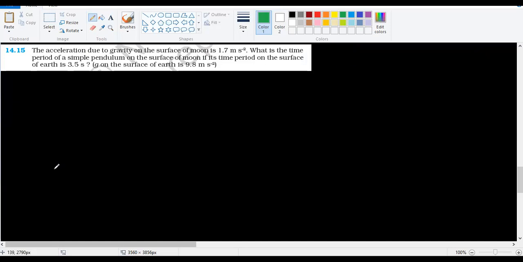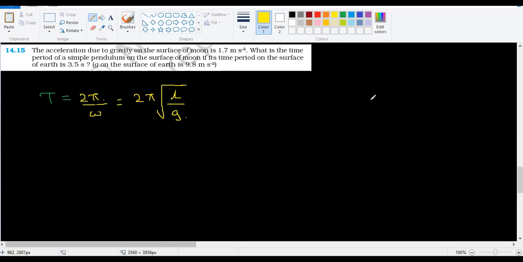Acceleration due to gravity on the surface of moon is 1.7 meter per second square. What is the time period of a simple pendulum on the surface of moon if its time period on the surface of the earth is 3.5 seconds? It's very simple. So the time period is equal to 2 pi by omega. So we found it as 2 pi square root of L by G. Even if you don't know this, you have to remember this. So go back and study the derivation. We did this. As the length increases, the time period will increase. We talked about this. As the gravity increases, the time period will decrease.